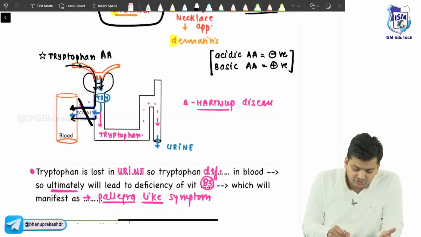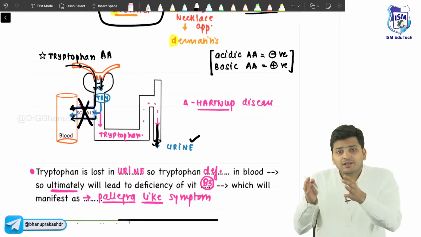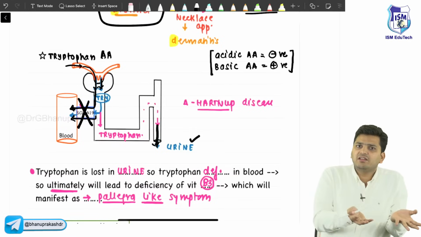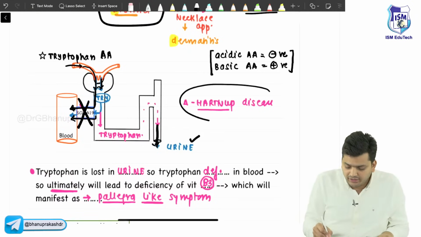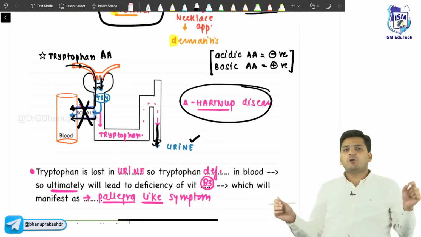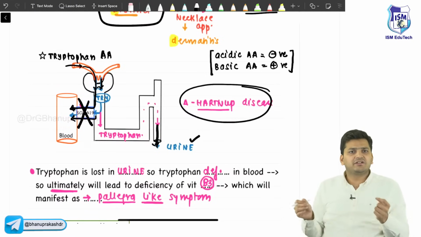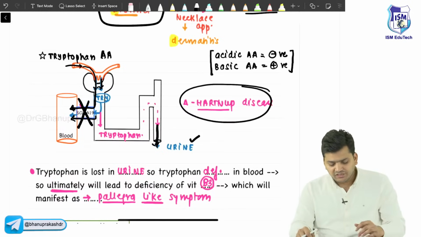But if this channel is not working, the tryptophan will be lost in the urine. And if the tryptophan is lost in the urine, the tryptophan will be less, the niacin will be less, and the patient will have pellagra-like symptoms. And this disease is called Hartnup disease. So what is Hartnup disease? If the tryptophan is lost in the urine, and because of that, the patient is developing pellagra-like symptoms, it is called Hartnup disease. Done.